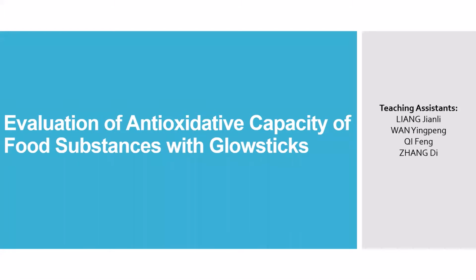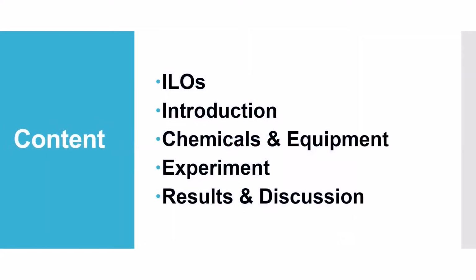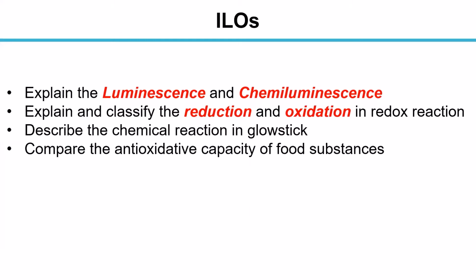Hello everyone. Today our experiment is evaluation of antioxidative capacity of food substances with glowsticks. It contains aspects: intended learning outcomes, introduction, chemicals, equipment, experiment, results, and discussions. So first is ILOs.